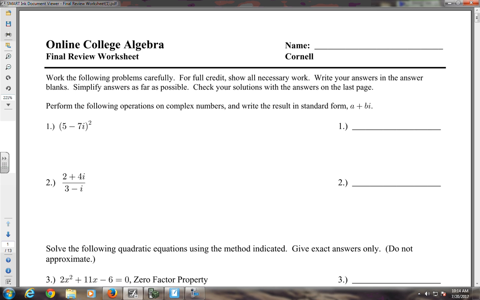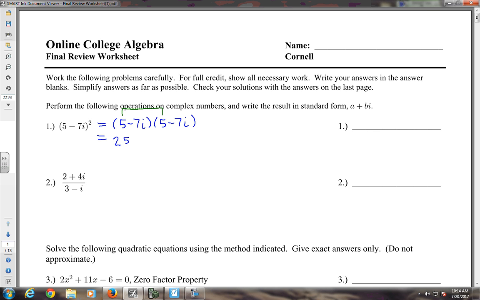Problem number 1, we're supposed to perform the operation on the complex numbers. Notice in number 1, we are squaring a binomial. Anytime you square a binomial, I recommend writing that binomial twice so that you will know to FOIL and not distribute the exponent. When we FOIL here, the product of our first two terms, 5 times 5, gives us 25.